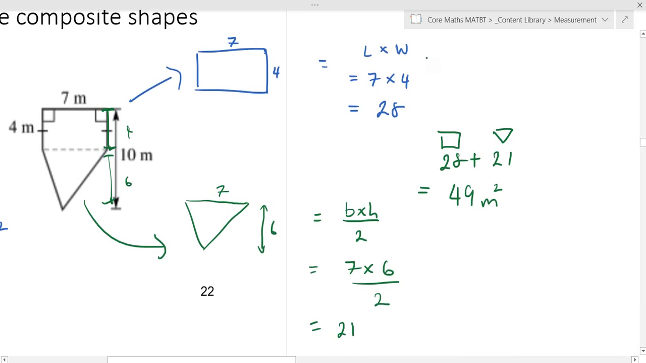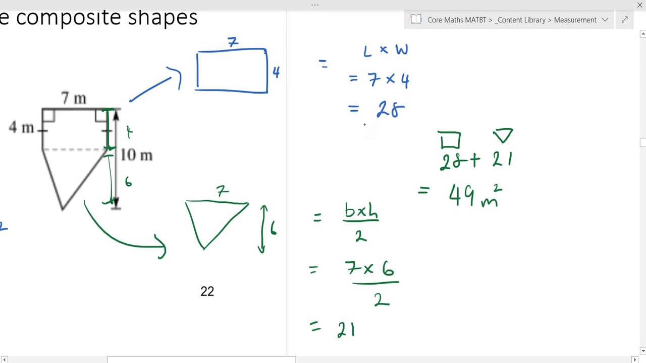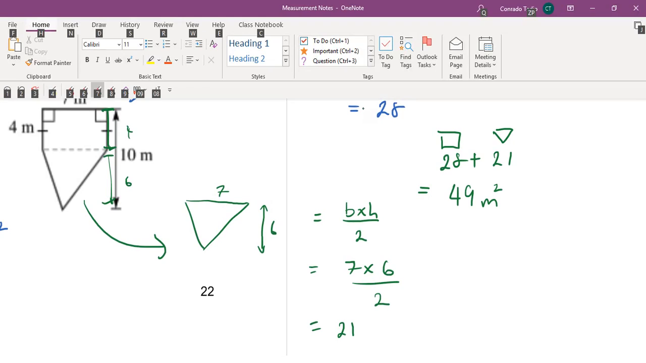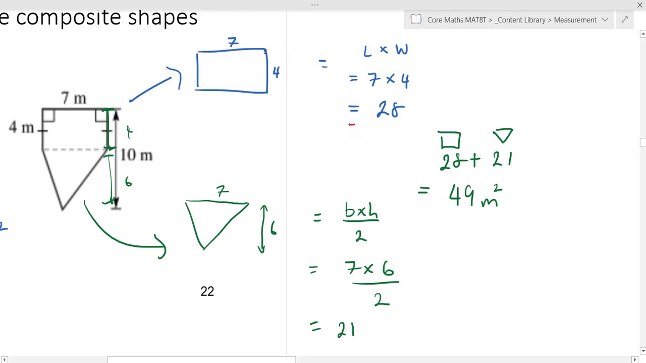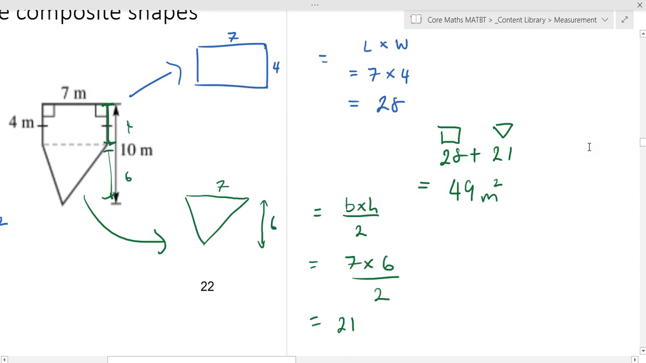What I think is a really helpful thing in the SAC is because sometimes you might get like 4 or 5 composite shapes and you need to break it up. I like to actually underline the numbers that I'm adding together. So just make sure you make a note of that, because it does get really crazy when you have like 4 or 5 different things you have to calculate. So just underline what you need to add. Really helps.